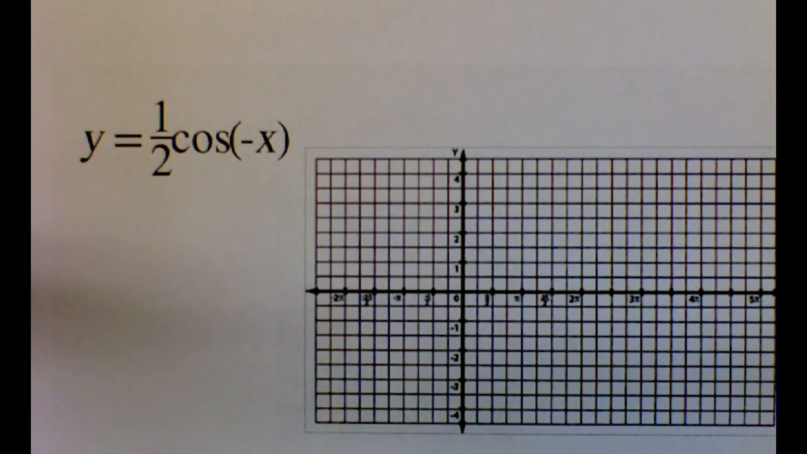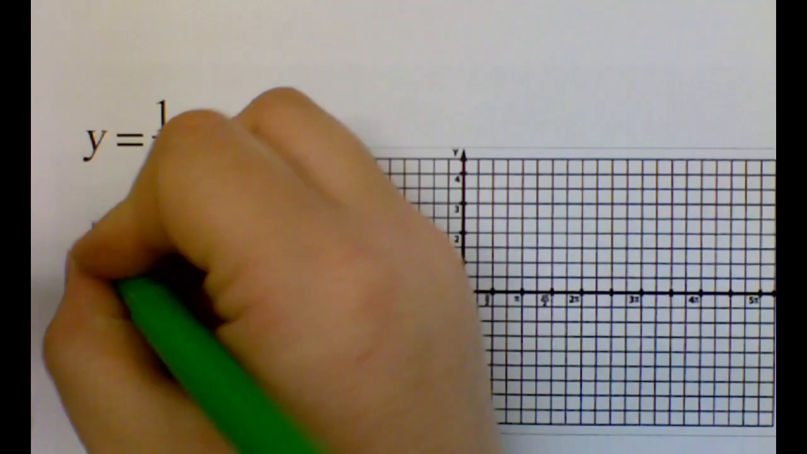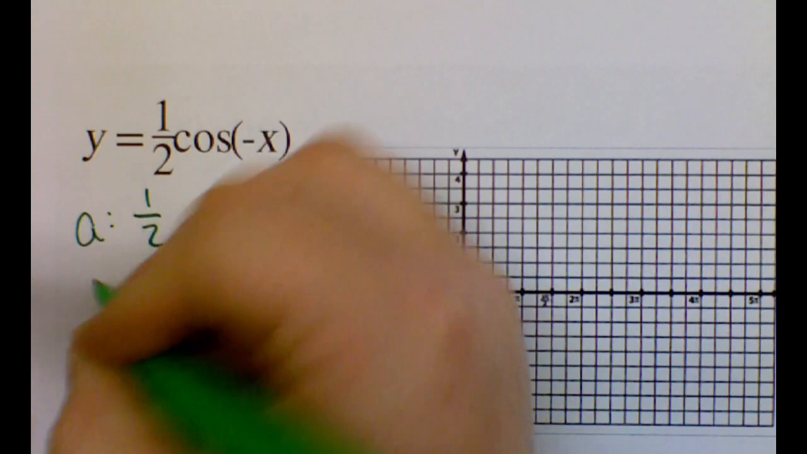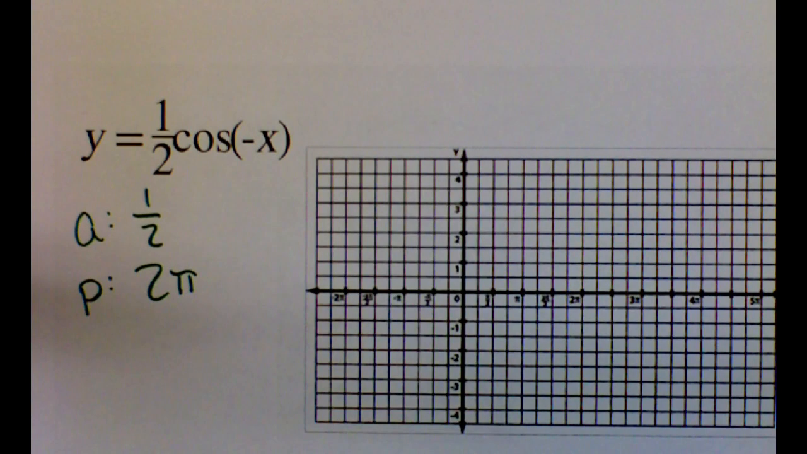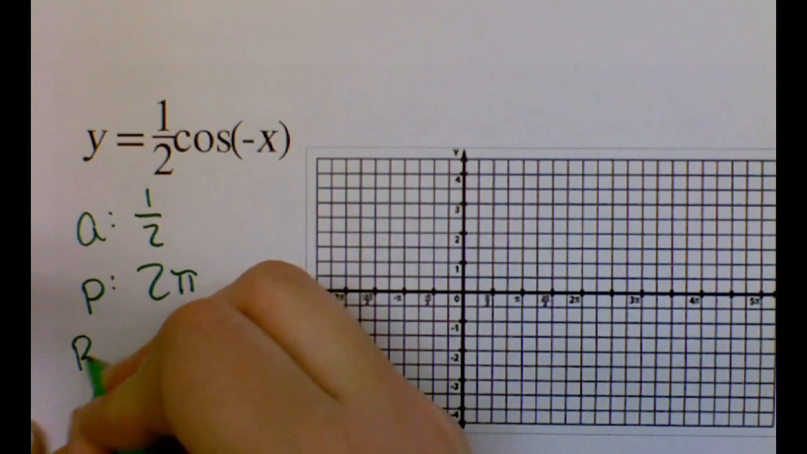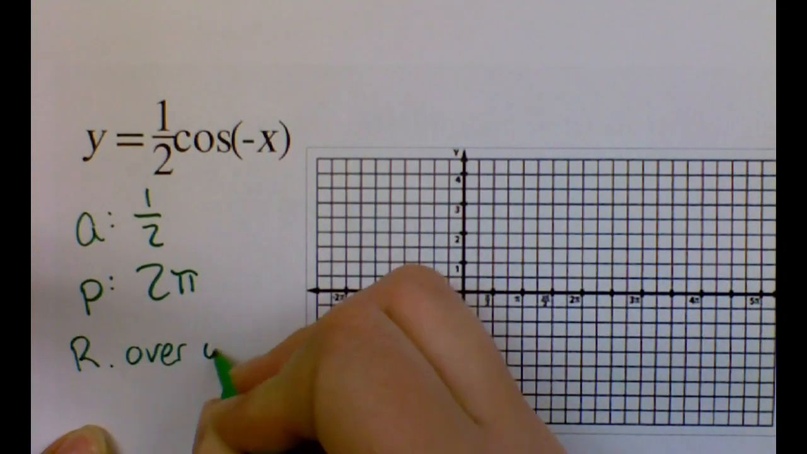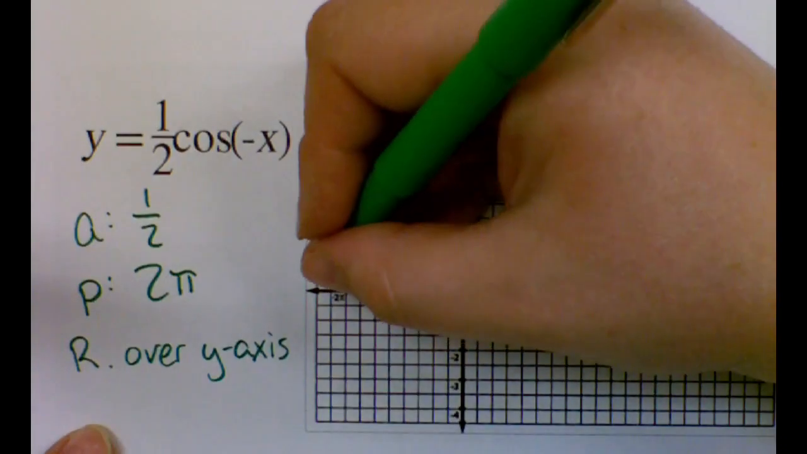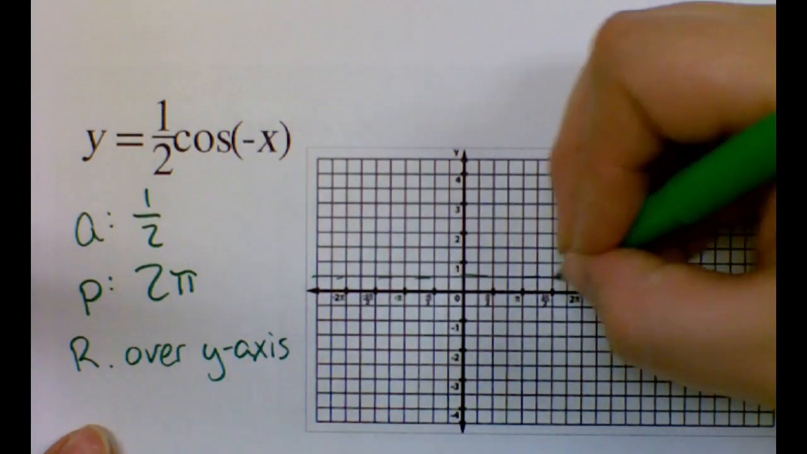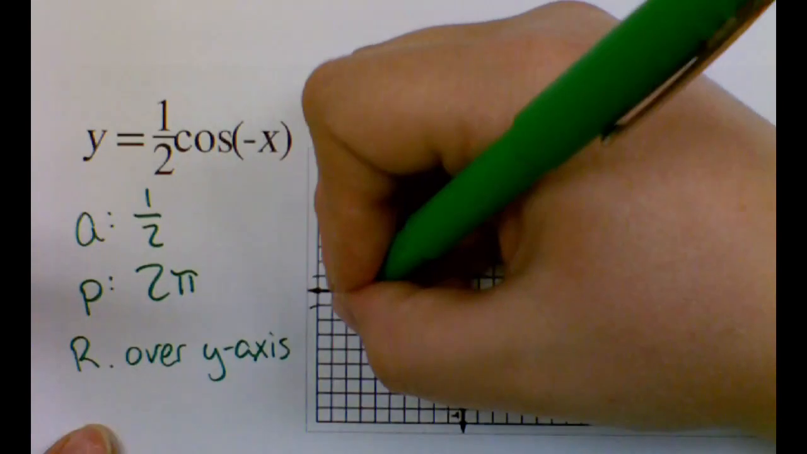All right, 1/2 cosine of negative x. This one has an amplitude of 1/2. It has a period of 2 pi because there's no b value besides the negative. And that negative is a reflection over the y-axis. So my maxes are 1/2, which is just the one mark here. Minimums are -1/2.